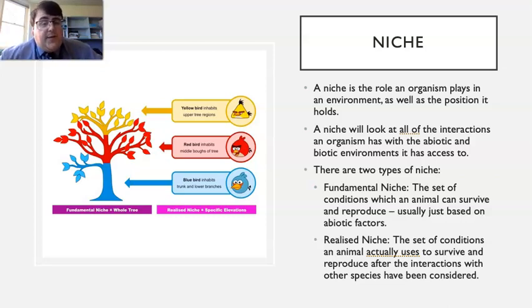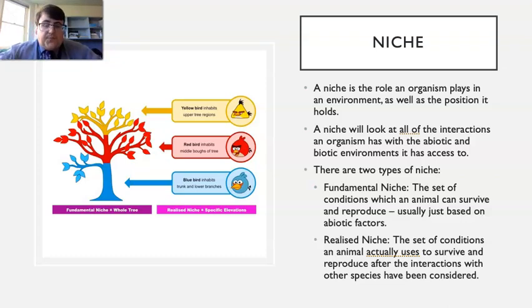We have a fundamental niche, which is the set of conditions an animal can survive and reproduce in. So this is mainly just looking at abiotic factors. And then there's the realized niche, which is the actual conditions that the animal uses to survive and reproduce when we consider the interactions with other organisms.